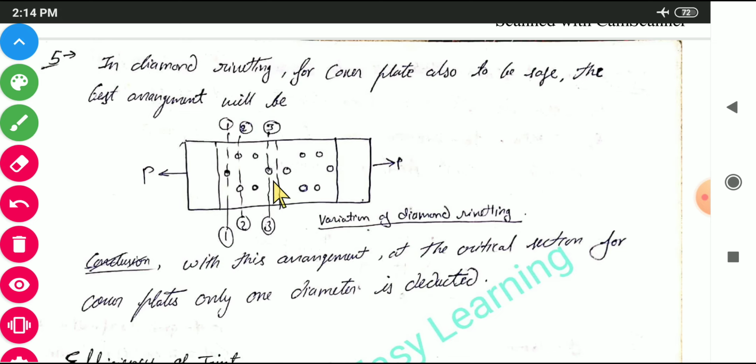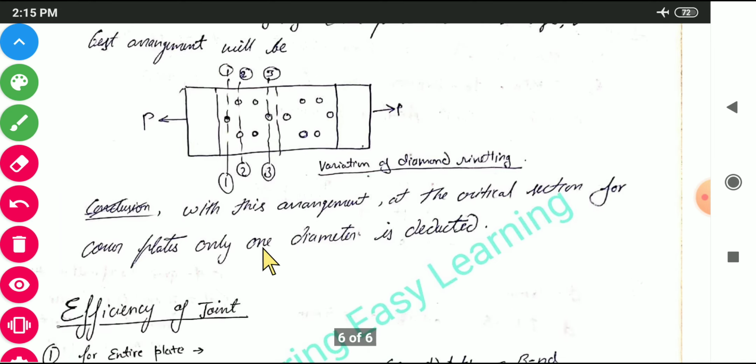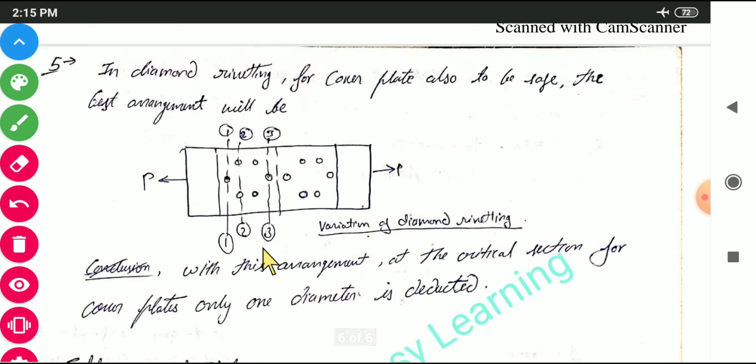Why are we taking 3? Because at 3 also one rivet we are taking, because at the critical section for the cover plate only one diameter is deducted. Here also we are deducting only 1 for the cover plate, because critical section 3 is the critical section for cover plate, and 1 is the critical section for main plate. So there is only 1 diameter to be deducted. So this one is the safest, you can say, for the diamond riveting.